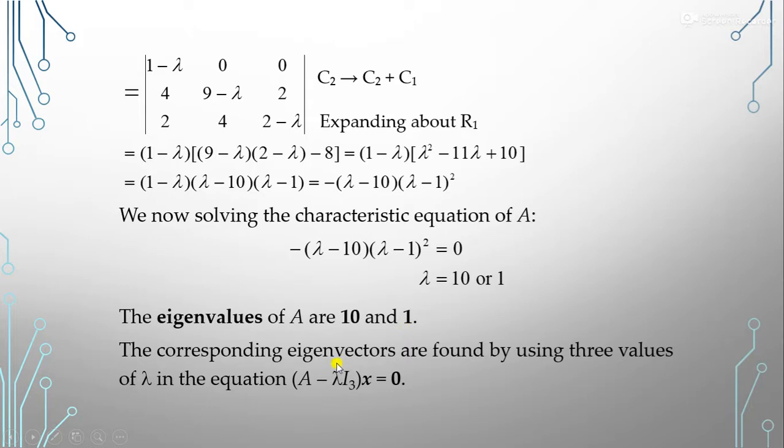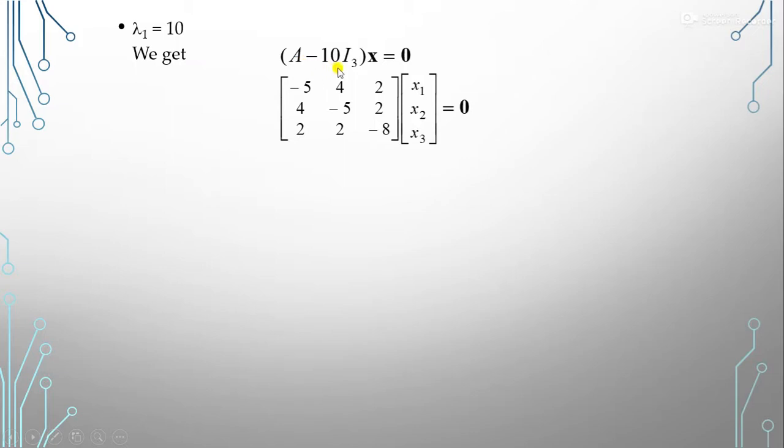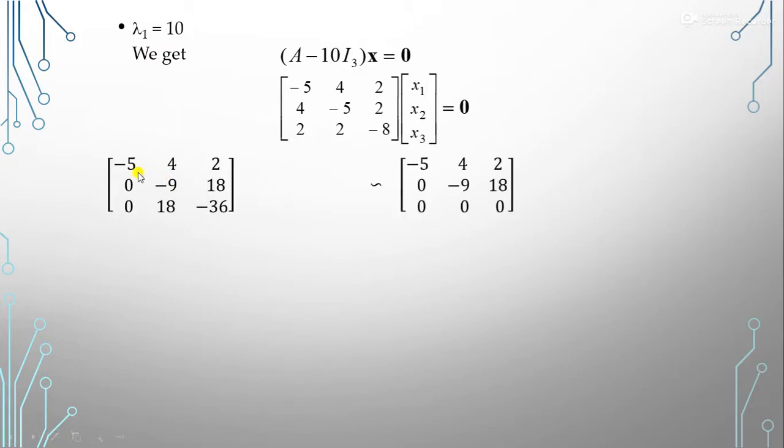Now we find the corresponding eigenvectors for all these eigenvalues. So we take A minus lambda I times x equal to 0. First we find the eigenvector corresponding to lambda 1 equal to 10. So in place of lambda we put 10, and A minus lambda I times x equal to 0. Now the matrix becomes like that, and we can reduce it so that a row becomes 0.